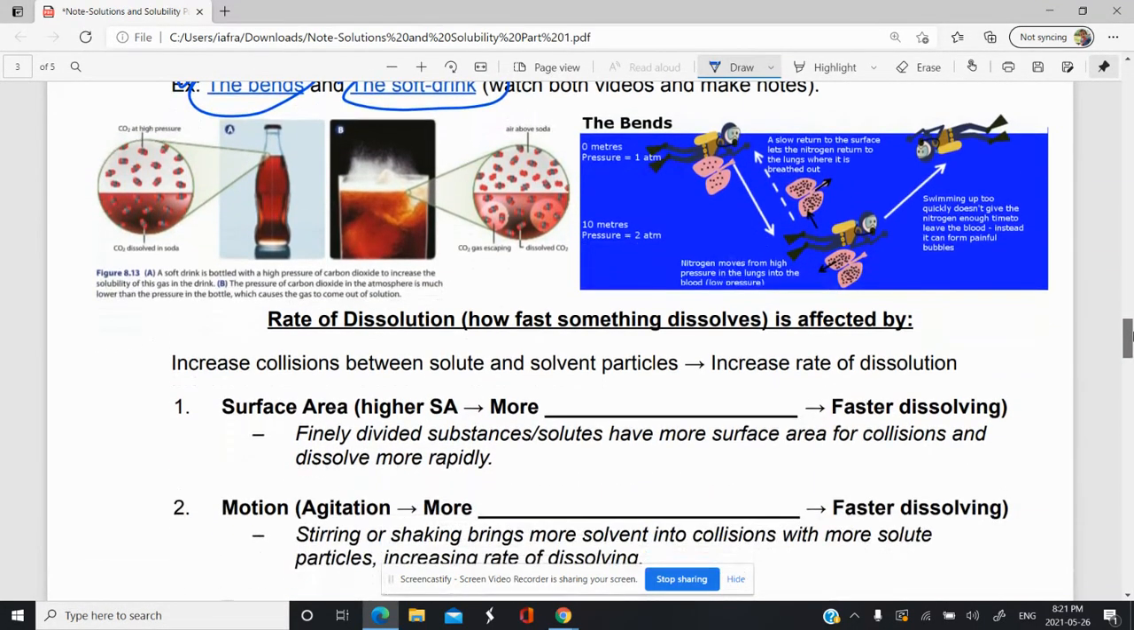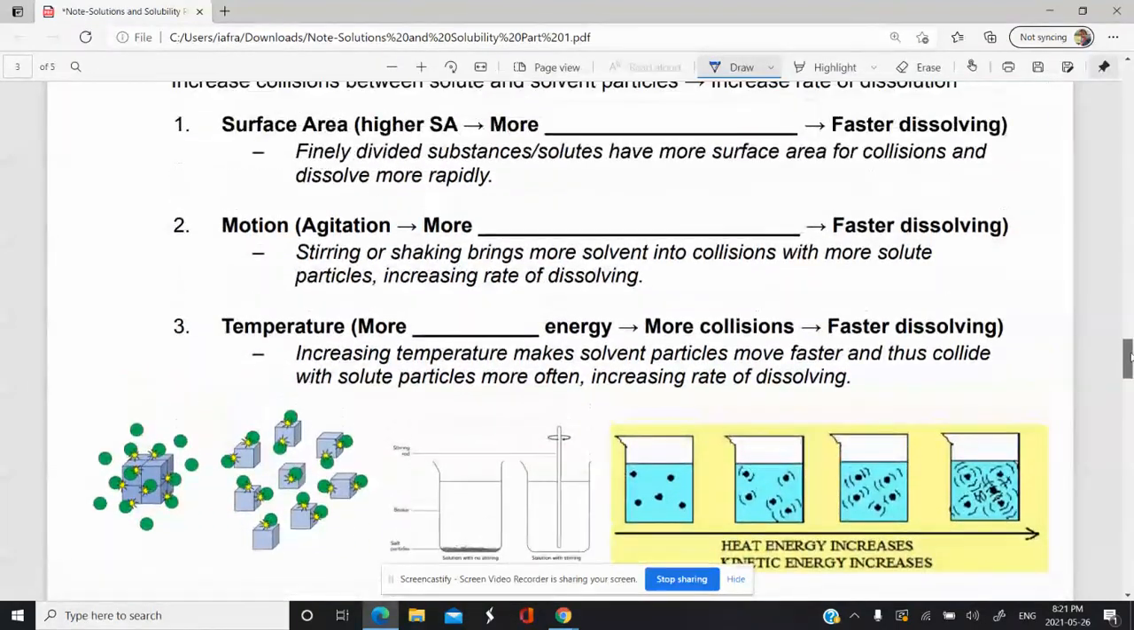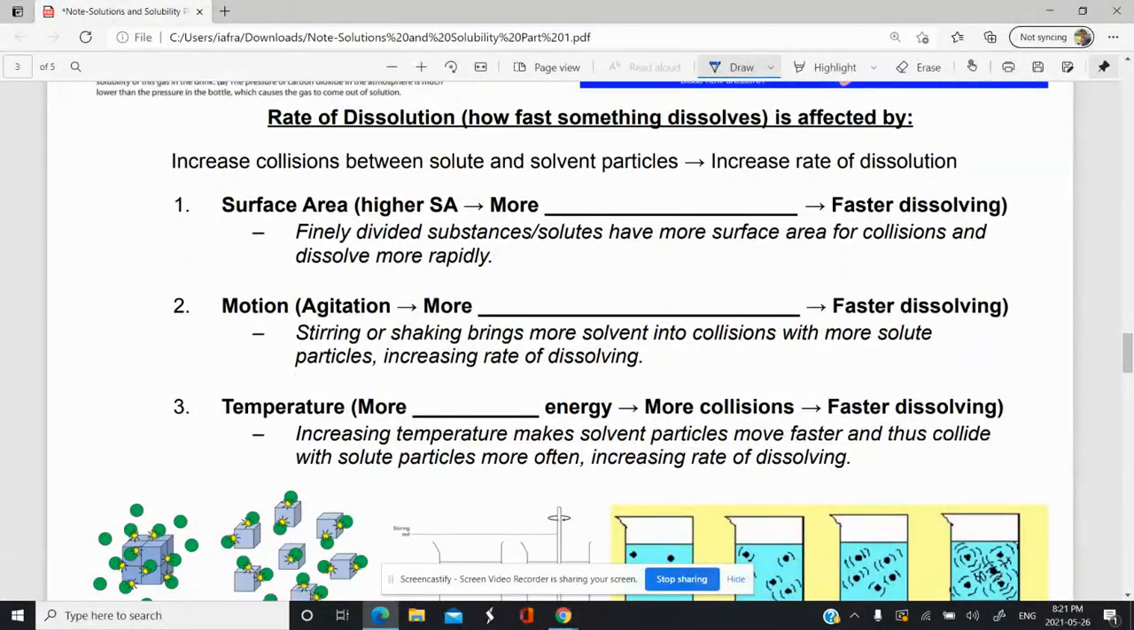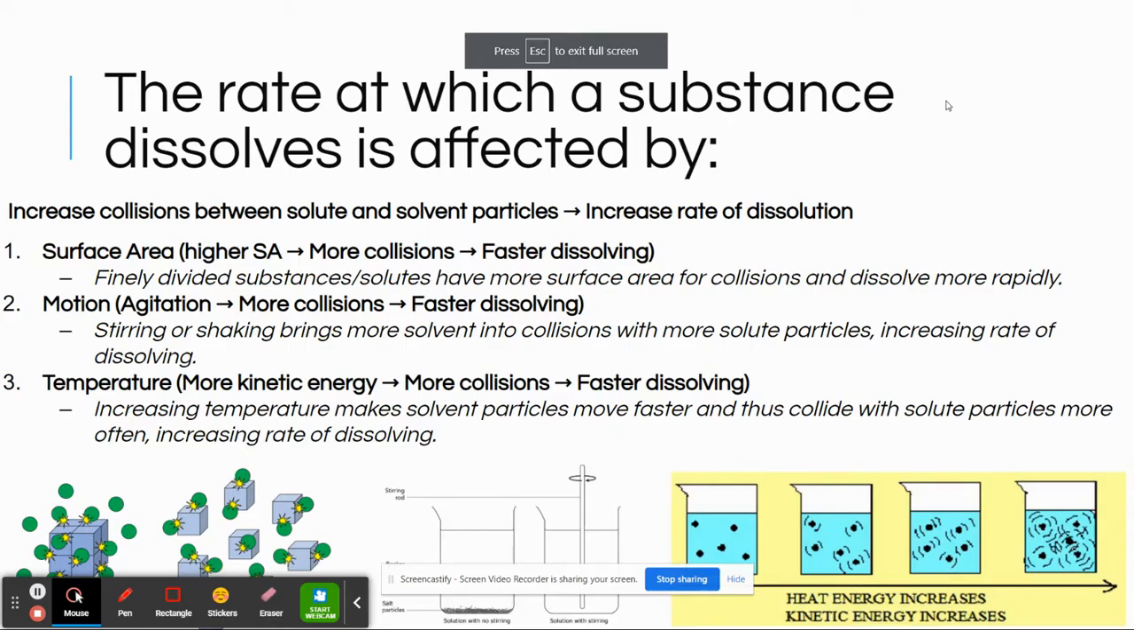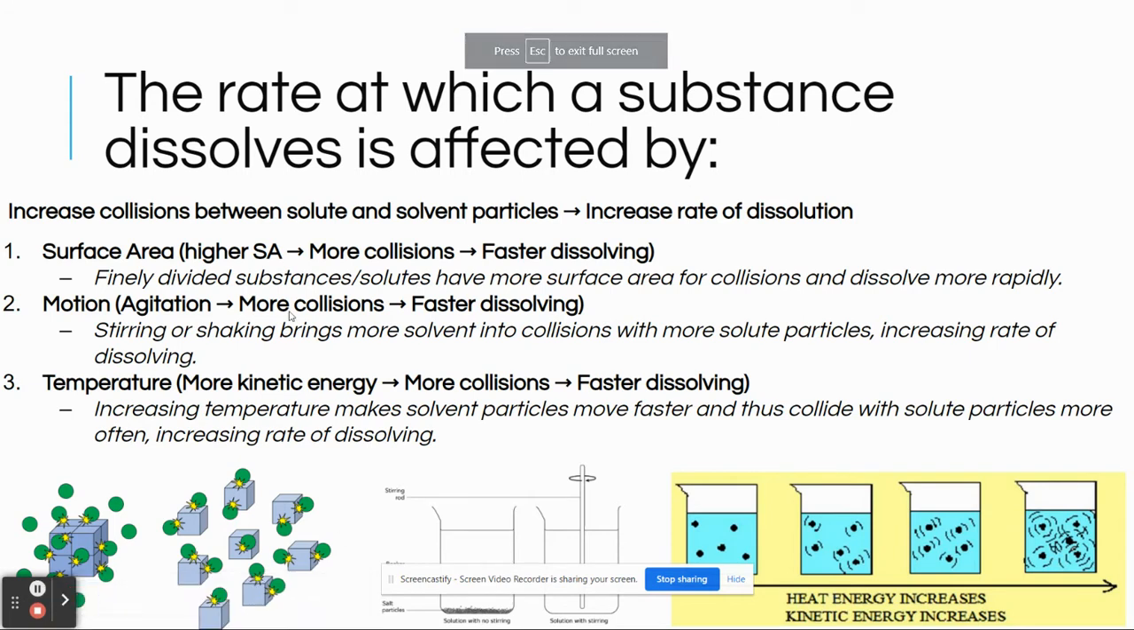And so right now we're going to take a look at factors that affect the rate of dissolving. So how fast something dissolves, not necessarily how much dissolves. So if you want to dissolve, let's say, some salt in water, one thing you might want to do is add some motion in there. Dissolving really relies on collision between solvent and solute particles. And so if you increase the collisions, the amount of times they bump into each other, then you'll increase the rate of dissolution, basically how fast something dissolves.